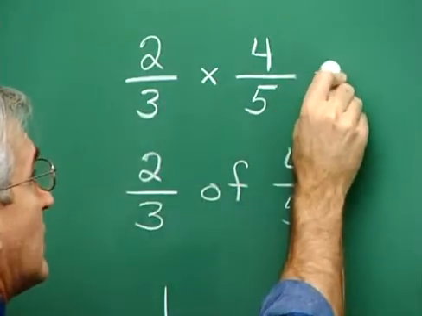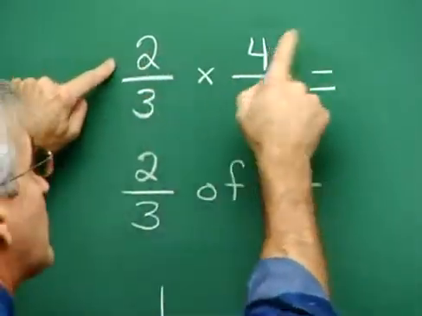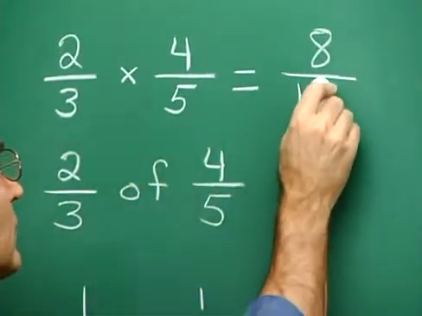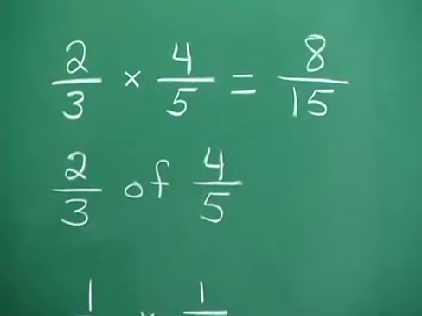So it goes like this. This is just equal to 2 times 4, 8, 3 times 5, 15. So 8/15 is our answer.